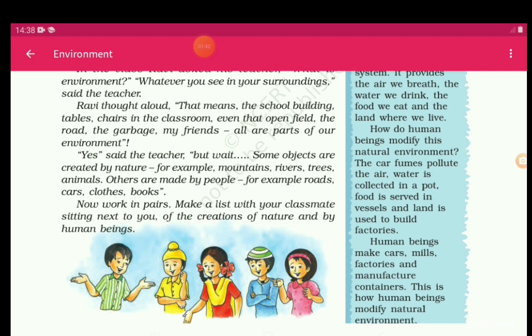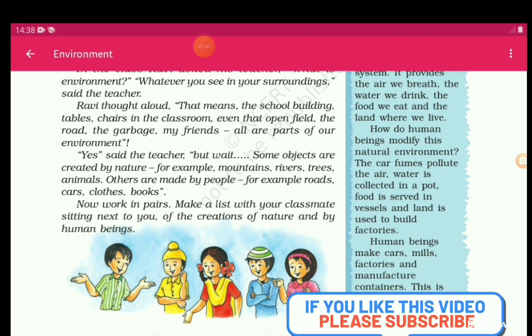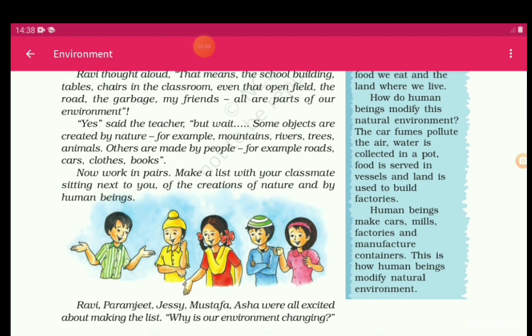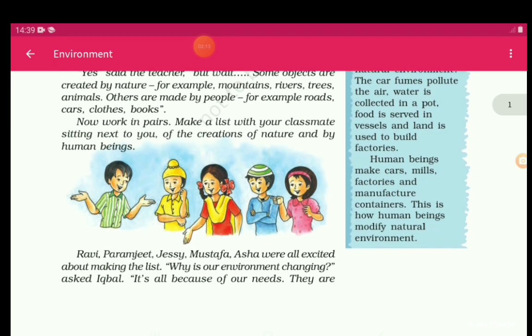Yes, said the teacher. But wait, some objects are created by nature. For example, mountains, rivers, trees, animals. Others are made by people. For example, roads, cars, clothes, books. Now work in pairs. Make a list with your classmates sitting next to you of the creations of nature and by human beings. So this is an activity.